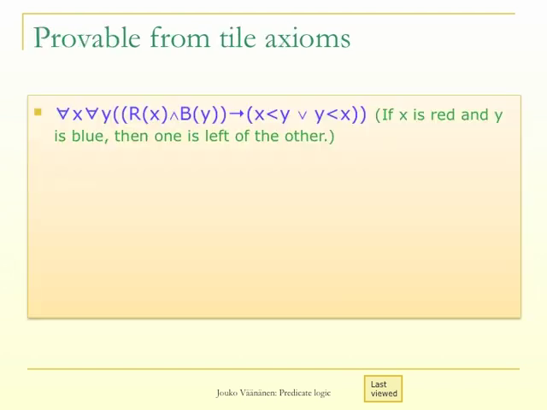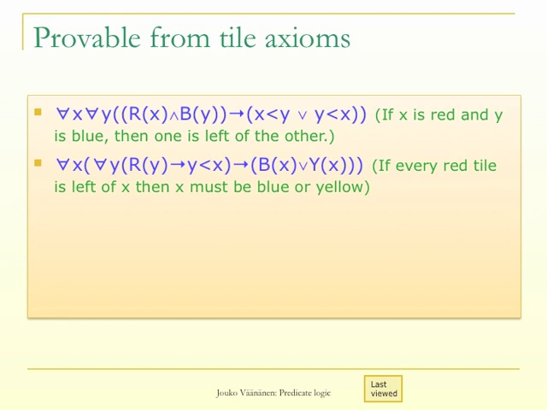Let us look at some examples. These formulas are derivable from the tile axioms, so they represent properties of all tile models. The first says that if x is red and y is blue, then one is left of the other. So for all x, for all y, left parenthesis, rx and by, right parenthesis, implies left parenthesis x is less than y or y is less than x, right parenthesis. This is derivable. Note that by just the axioms of order, we know that x is less than y or y is less than x or x is equal to y. But that is hardly possible when one is red and the other one is blue.